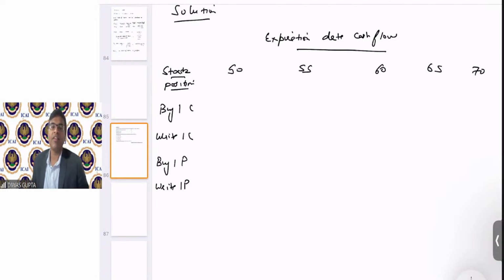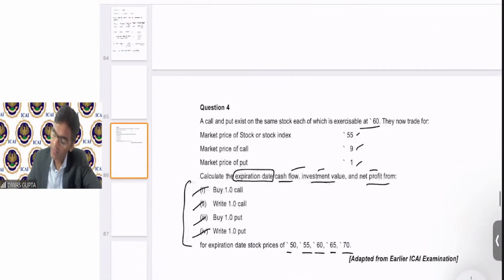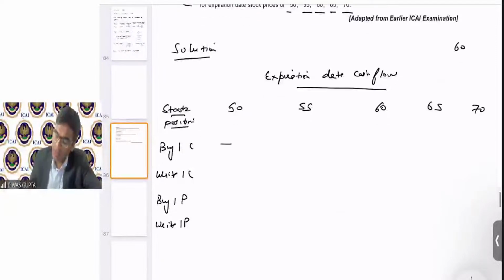Tell me one thing. If I have bought a call option, I have a right to purchase. If I have a right to purchase, will I exercise in case the price has gone to 50? No. The strike price, students, please remember, is 60. Okay. That is given in the question. So in case of 55, will I ever exercise? No. In case of 60, will I exercise? It can be yes or no, but I will become neutral because 60 is at the money.